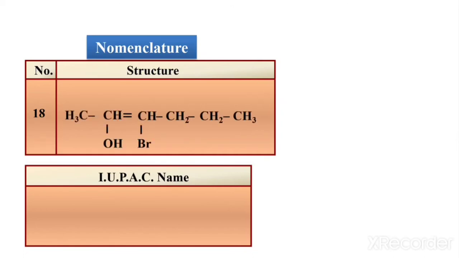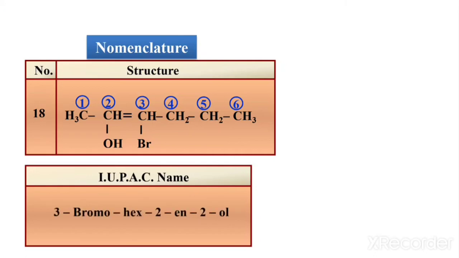Next example, CH3 CHOH CH double bond CH Br CH2 CH2 CH3. First giving numbering 1 2 3 4 5 6, and here simply the name of the compound is 3-bromo hex, and at 2 number position there is double bond, therefore hex-2-ene, 2-ol. Therefore name of the compound is 3-bromo, because at 3 number position there is bromine, 3-bromo hex-2-en-2-ol.